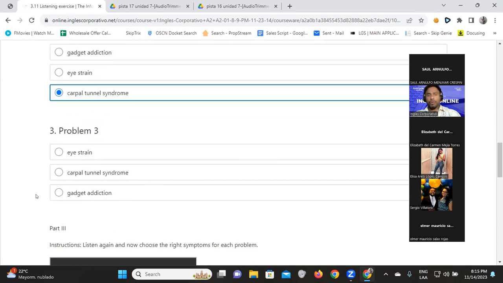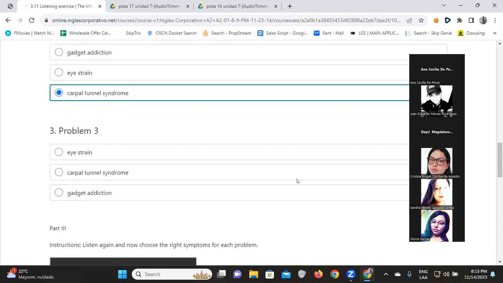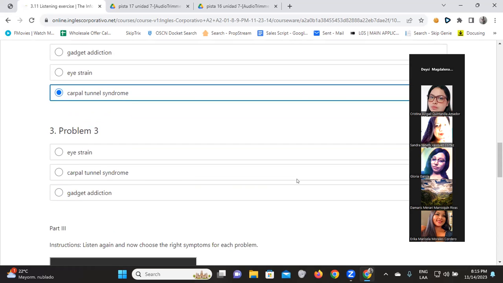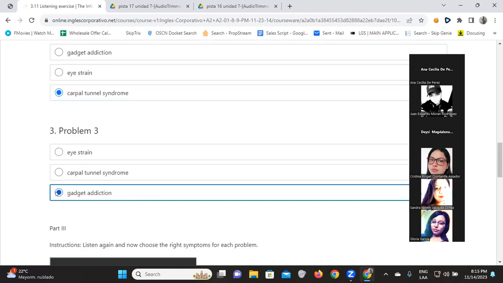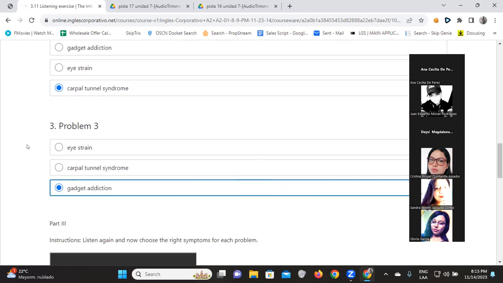Very good. Number three. Problem number three, another volunteer. Gadget addiction. Very good. Gadget addiction is correct.